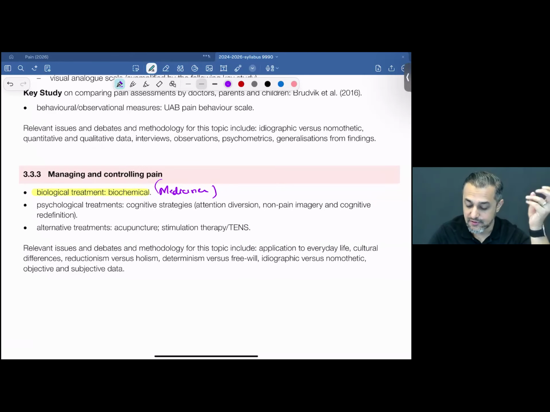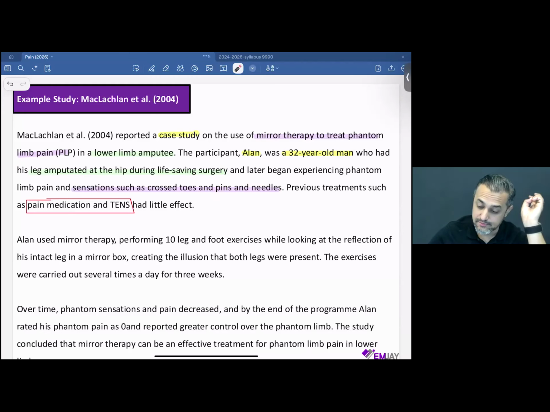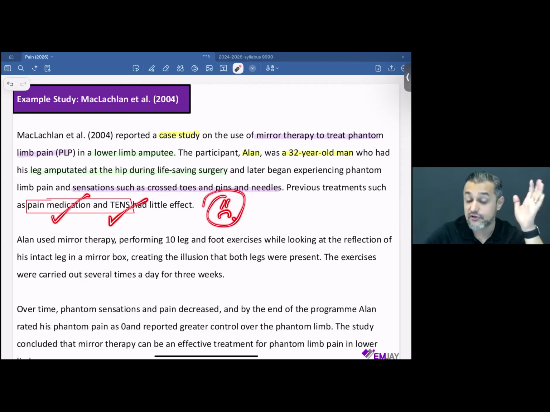We've already studied clinical psychology. Up to here you all would have an idea. And an alternative form of treatment is TENS, that is transcutaneous electric nerve stimulation. So we will read about both of these. But for now just know that these are treatments or ways through which individuals try to control or if not control, maybe manage pain. So taking this ahead, Bismillah ar-Rahman ar-Rahim, previous treatments such as pain medication and transcutaneous electric nerve stimulation did not work for this gentleman, Alan.